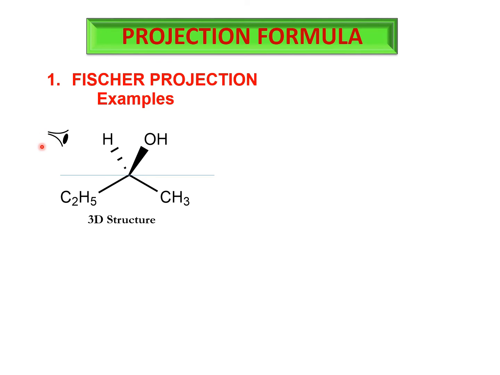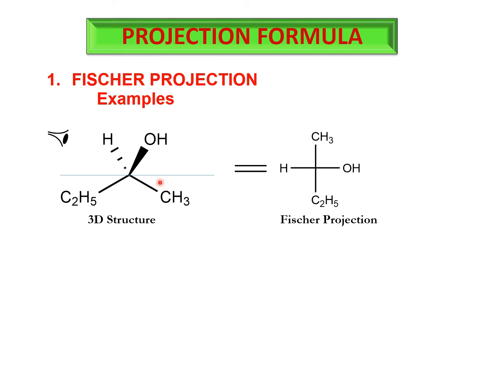So this OH is in front of the screen, so this will appear to your right, and this H is behind the screen, and when you're standing here, your left is towards the back of the screen. So this is at the back of the screen, so this will appear to your left. So when you draw a Fischer projection, it will look like this. To the right will appear the hydroxyl group. To your left, you will see this H group because it is going behind the screen, and on the vertical line, you will see the CH3 and C2H5.